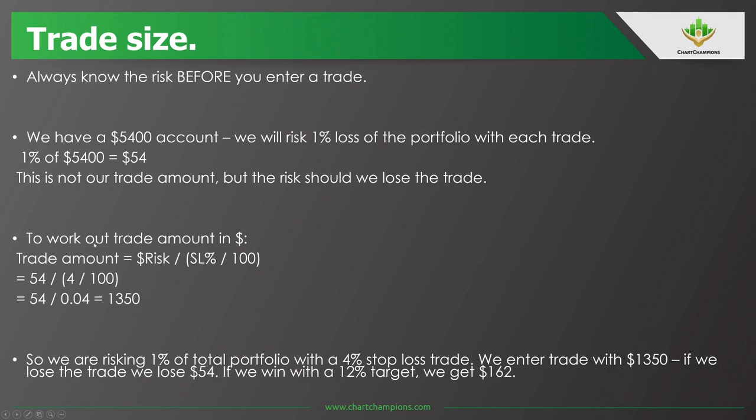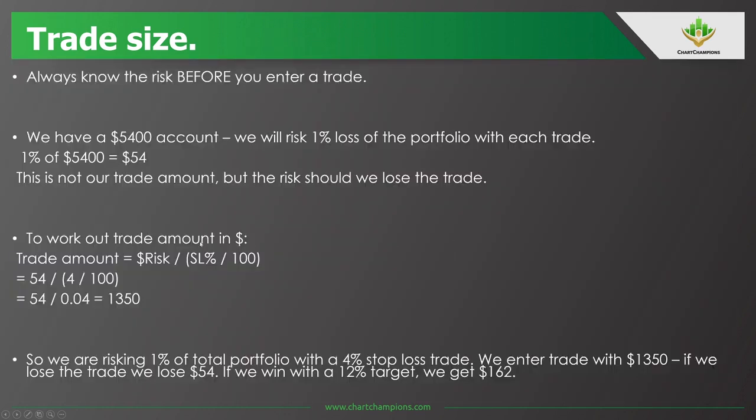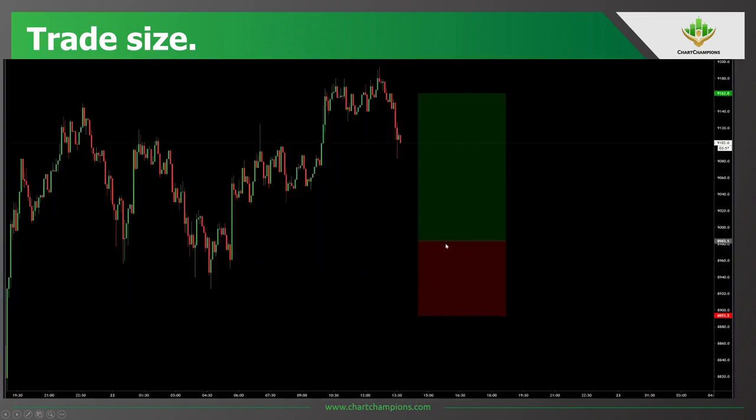Okay, so then to work out the actual trade amount in dollars, and that means what we're placing at the entry, we are going to use this formula. Our trade size that we'll place at the entry equals our dollar amount of risk, which for us in this example is 54, divided by our stop loss percentage divided by 100, in brackets. So we are risking 1% of our account, which is $54. So 54 divided by 4 divided by 100. Why 4? Because in this trade setup, we have a 4% stop loss.